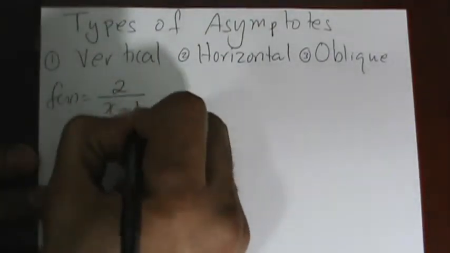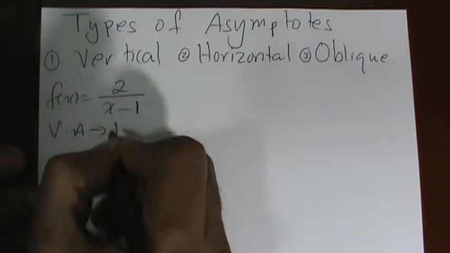Vertical asymptote is a restriction in the denominator of a rational function, where we cannot have 0 in the bottom. For example, if I have f of x equals 2 over x minus 1, you can see clearly your restriction is x cannot be 1, because the bottom will equal 0 if you were to substitute 1 for x. So vertical asymptote is, in this case, x equal to 1.